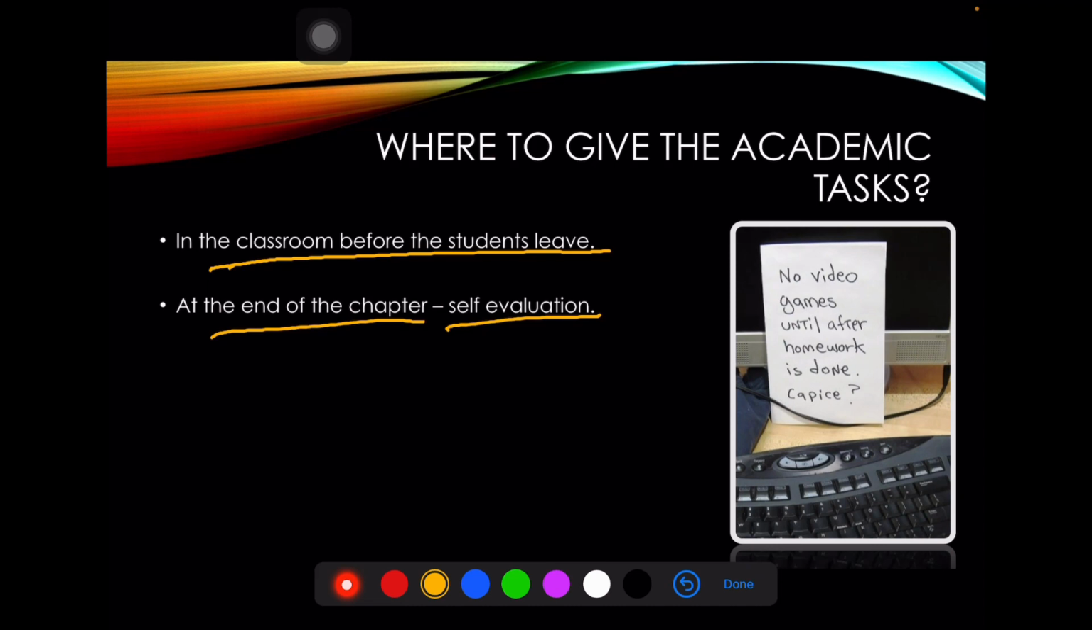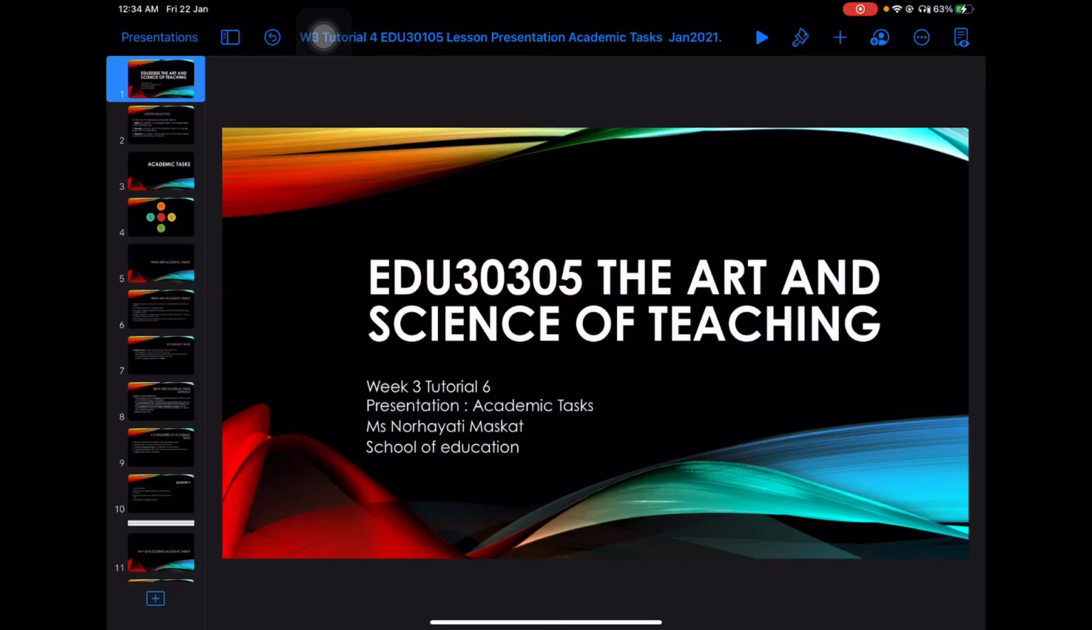During classroom, okay, you do give the academic test during class, okay, for them to solve and to present in the classroom. And then at the end of every chapter, there is, let's say, a self-evaluation questions, so the students can do this as well. Alright, so that's all on academic tests.